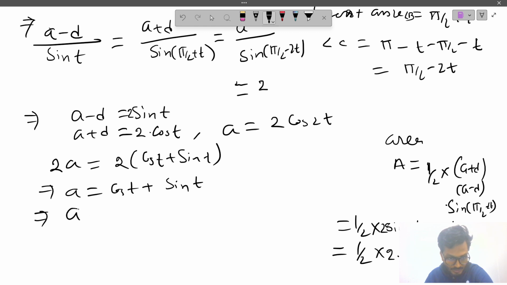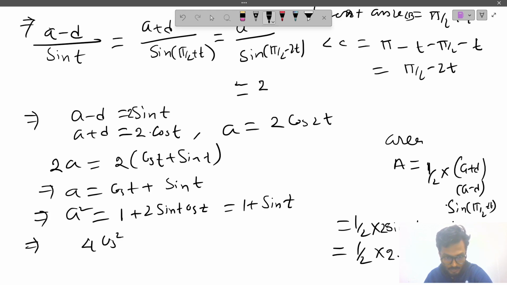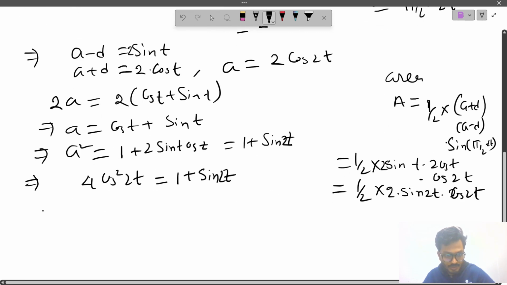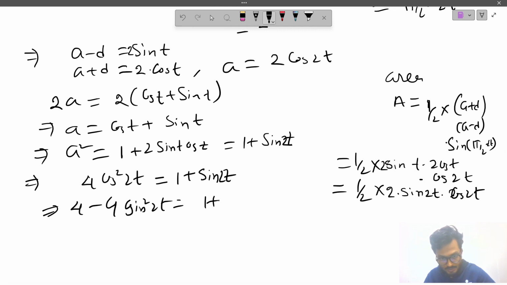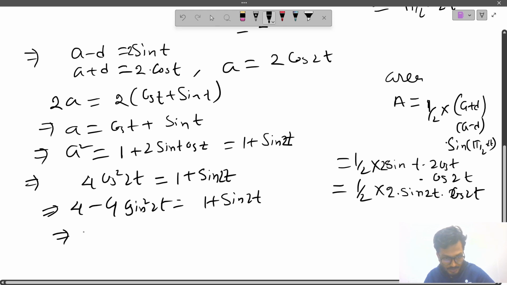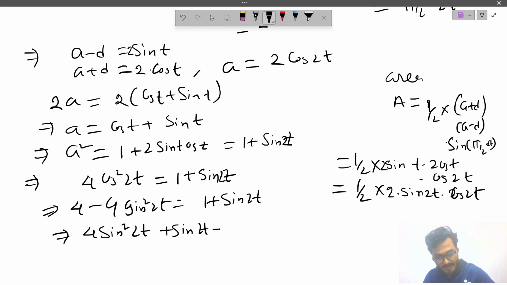Then this implies that a square will be cos square t plus sin square t, that means 1 plus 2 sin t cos t. So this will be 1 plus sin 2t. Now what is a square? A square is 4 cos square 2t, and this equals 1 plus sin 2t, right? So this implies that 4 minus 4 sin square 2t equals 1 plus sin 2t. So this implies that 4 sin square 2t plus sin 2t minus 3 equals 0.